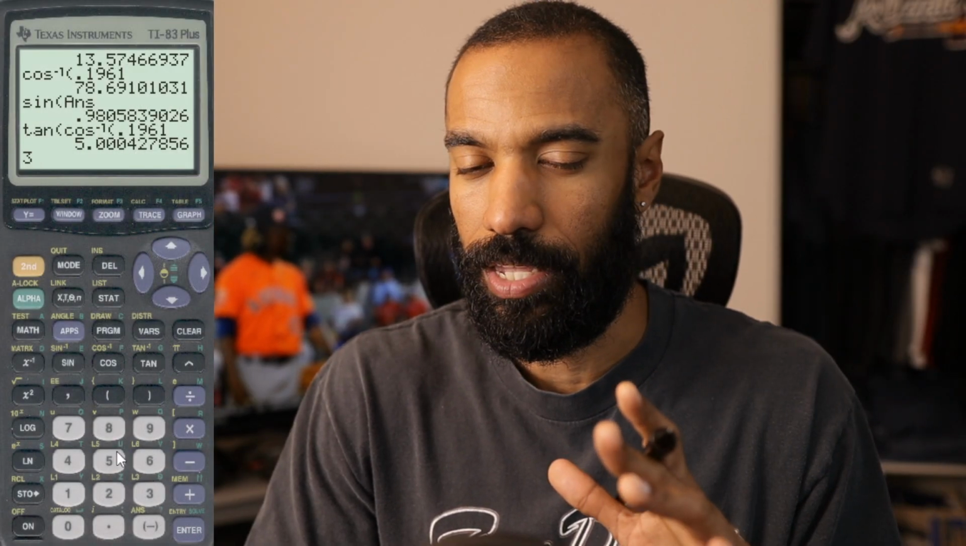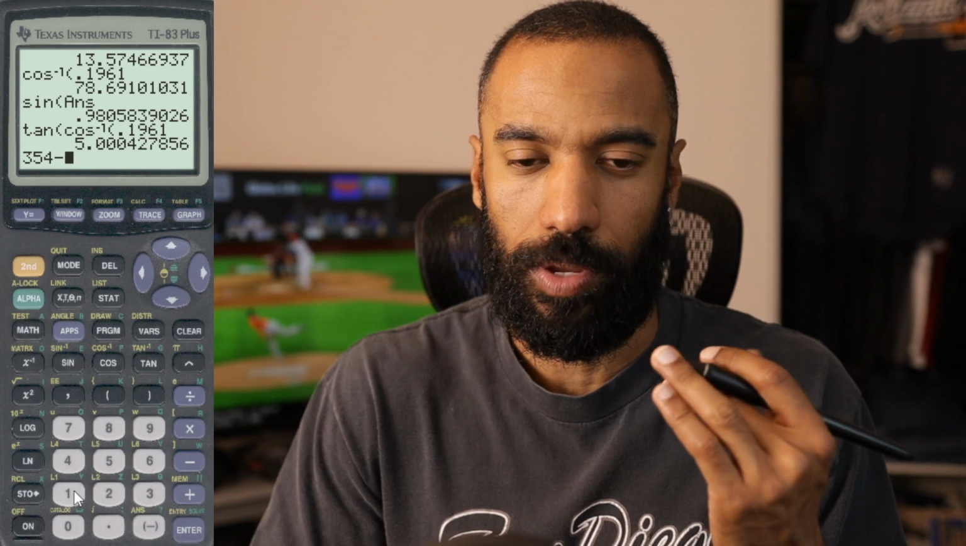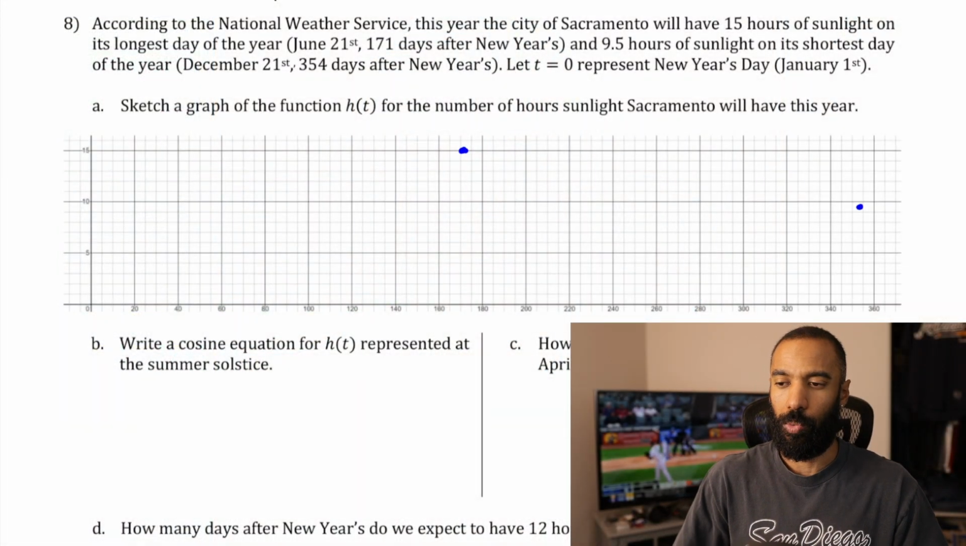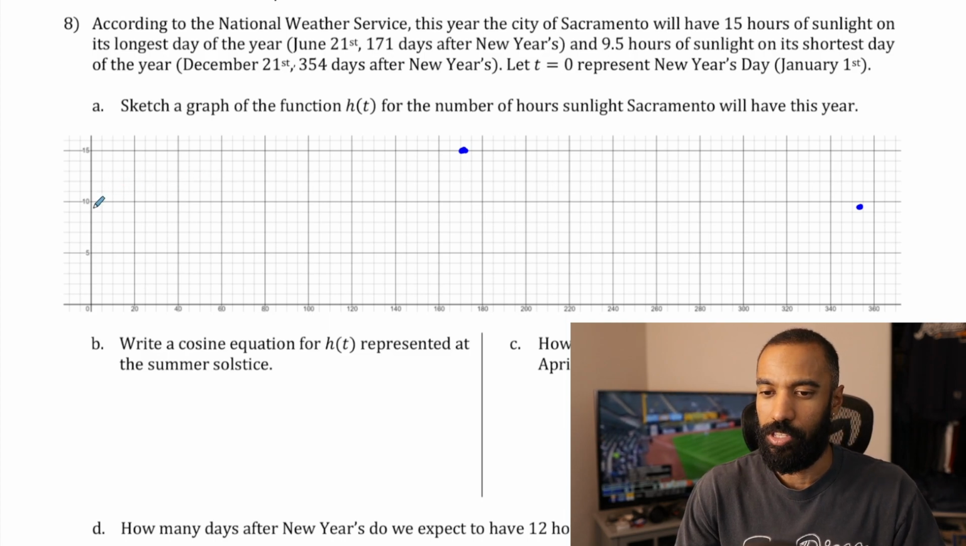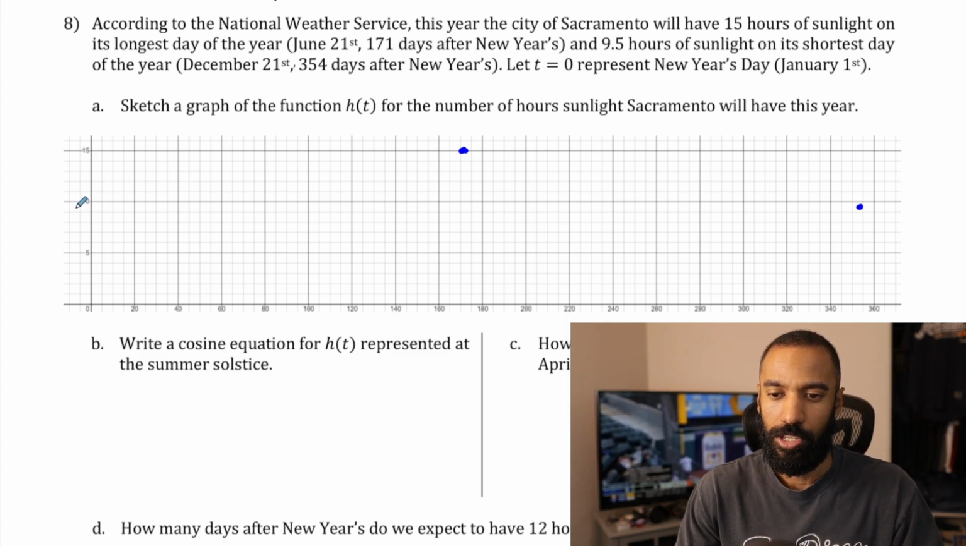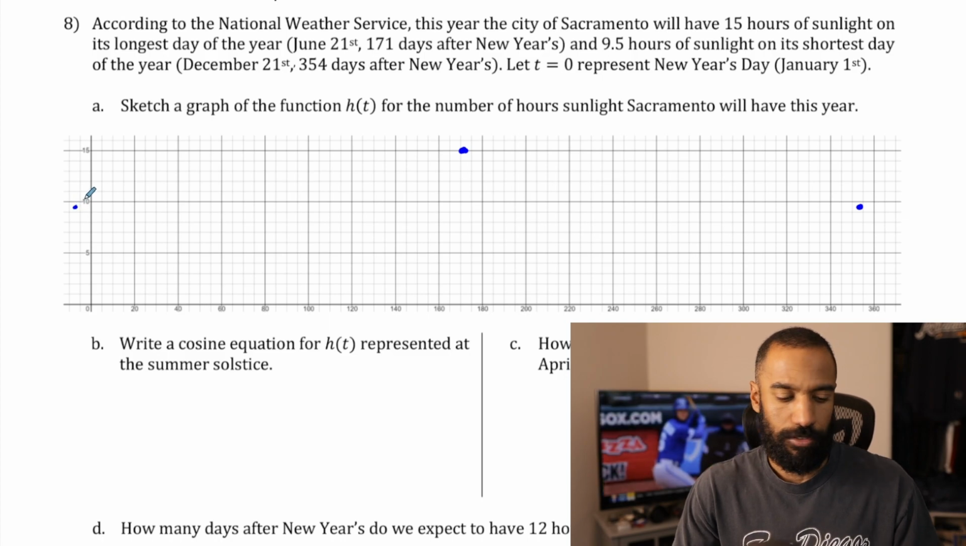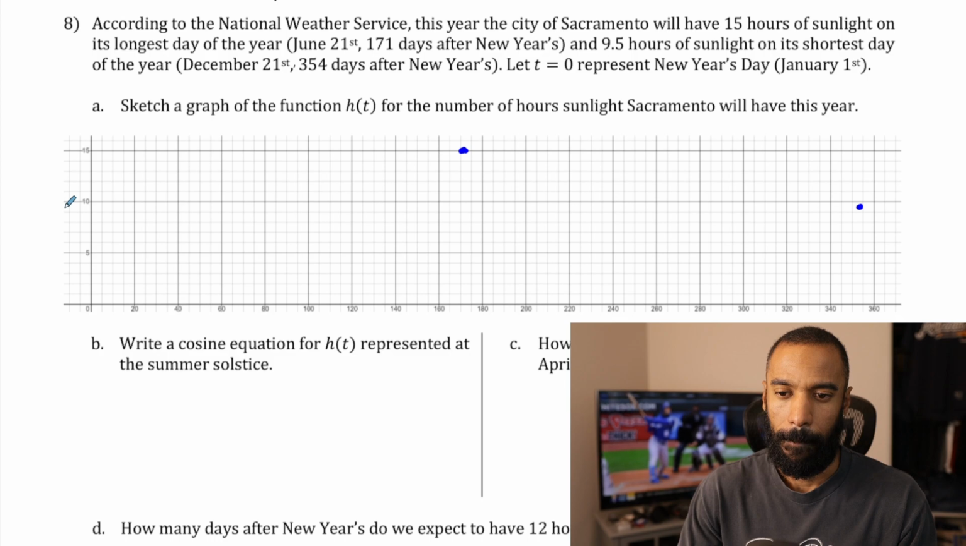This is where a calculator can be useful. We know that the difference between December 21st and June 21st is day 354 minus day 171. So that distance between these two is 183. That means there's another 183 days before June 21st where we can plot another point. It ends up being a negative value: 171 minus 183 is negative 12. This is a point on a graph that's basically 12 days before New Year's. I know that's not part of this year, but it can still help us build our model. So negative 12, right about there, we also have a point.